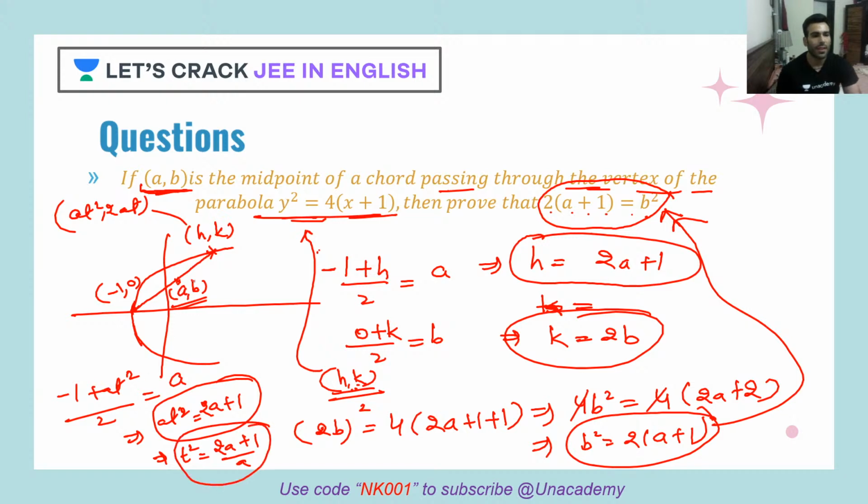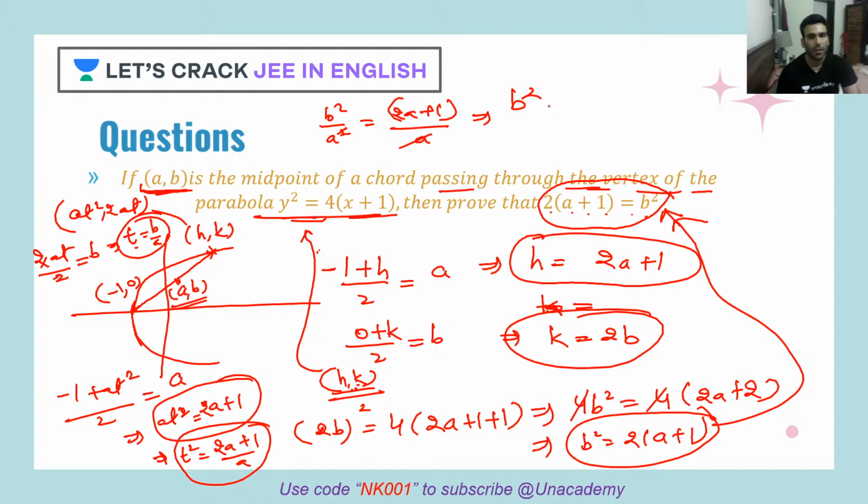2at by 2 is equal to b. So 2 will cancel out, so I'll have t is equal to b by a. So to eliminate t, put t square there, so b square by a square is equal to 2a plus 1 upon a. A will cancel out, so I'll have only b square.